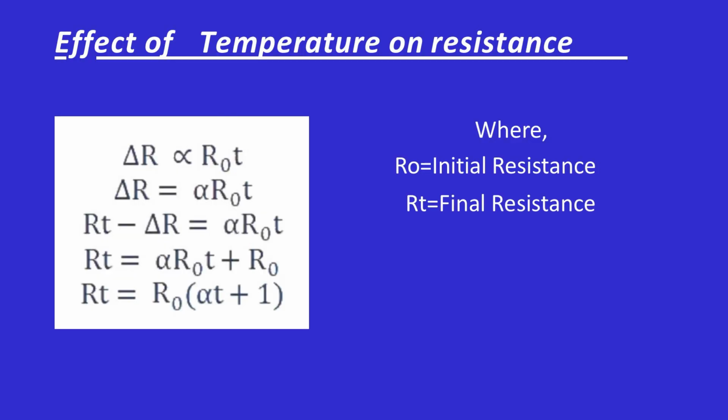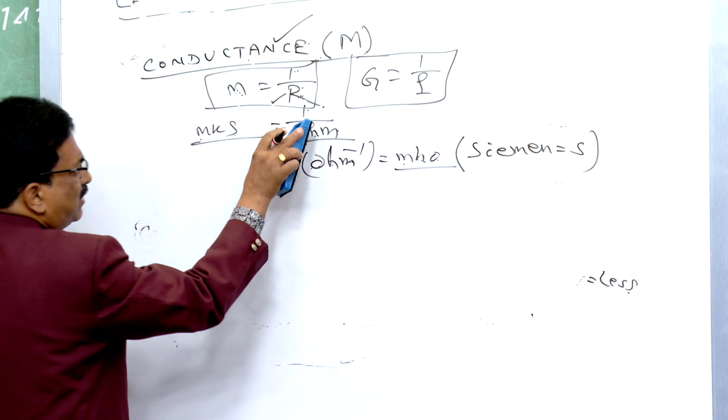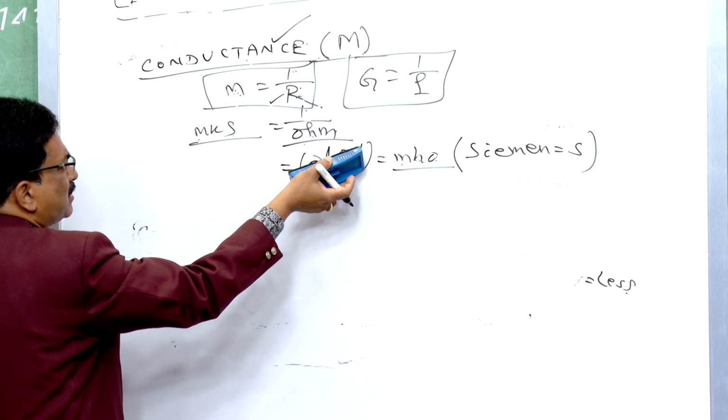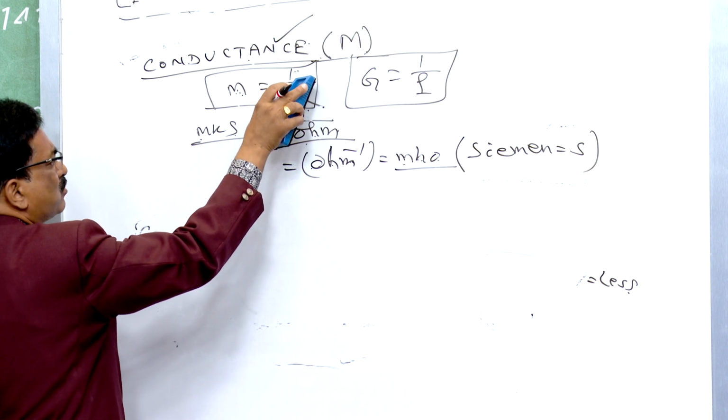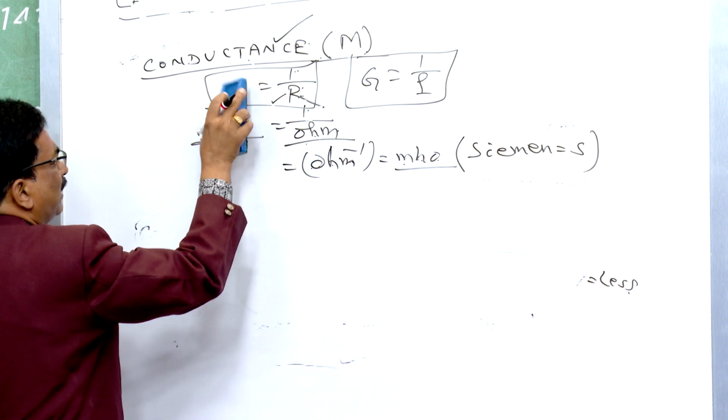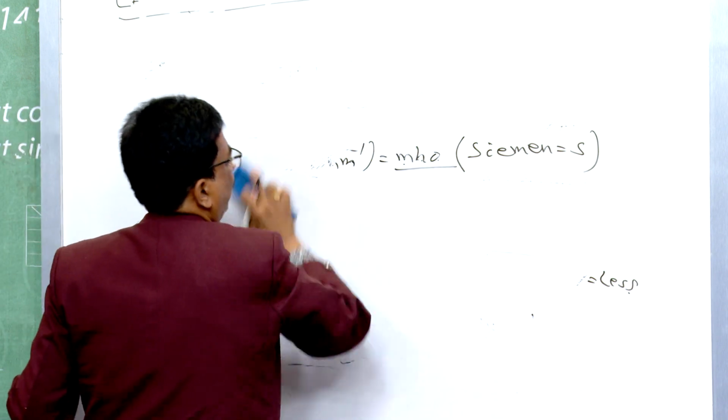Next we will go for the effect of the temperature on resistance. So this is the unit. You can also find out its dimension, meaning whatever the dimension of R is, if you take it to the power of minus 1 for the whole, then that is the dimension of the conductance.